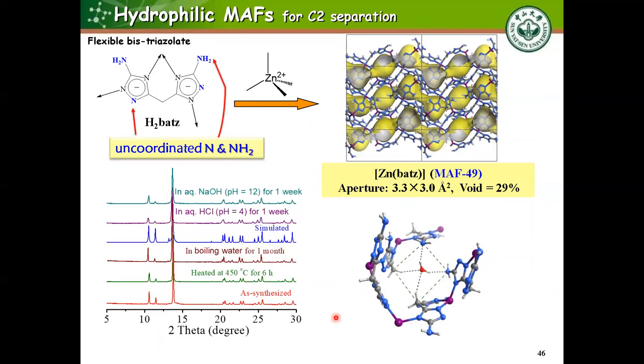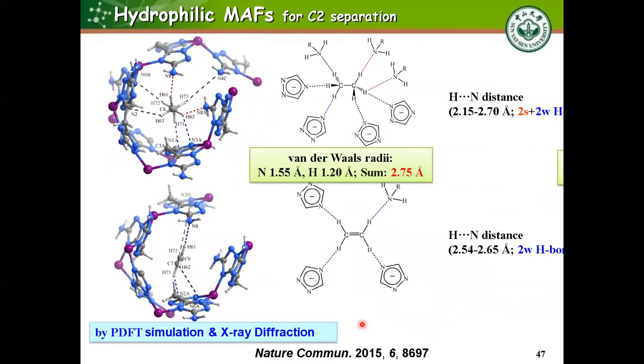To verify this idea, we use a bistriazolate with extra nitrogen atoms shown in this slide to generate MAF-49 with a very small pore size. This MAF is very stable to heat and to acidic and alkaline solutions. The naked nitrogen atoms are exposed on the pore surface and have classical hydrogen bonds with water molecules in the synthesized sample. To see if MAF-49 can have different host-gas interaction with ethane or ethylene, we performed both single crystal diffraction and periodic density functional theory calculations on the gas-loaded sample of MAF-49.